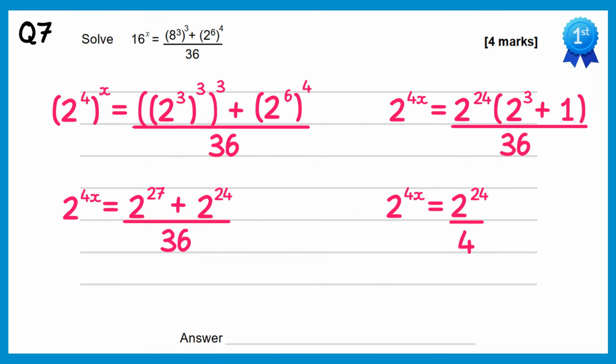Now 4 can be written as a power of 2, that's 2 squared, and we have a division, so we subtract the indices. So 24 take away 2 is 22, so 2 to the power 22. Now we've written them as single powers of 2, we can equate those indices, so 4x equals 22, and then x equals 5.5.